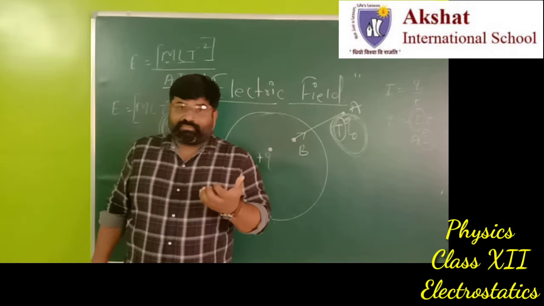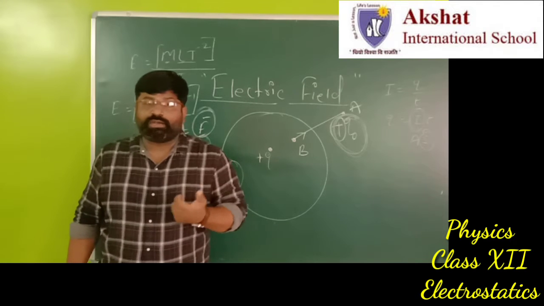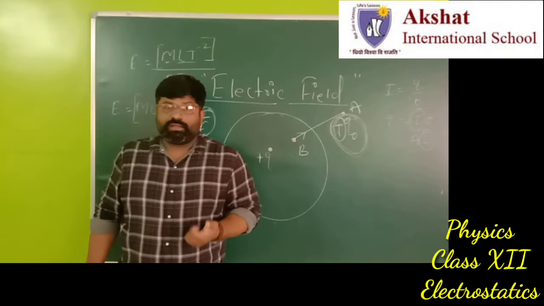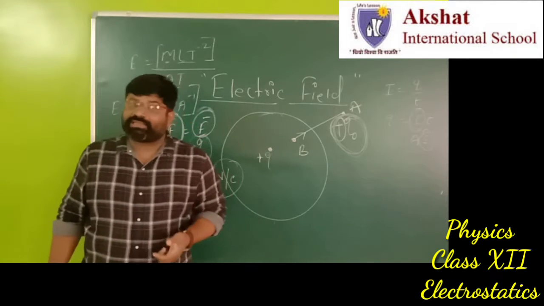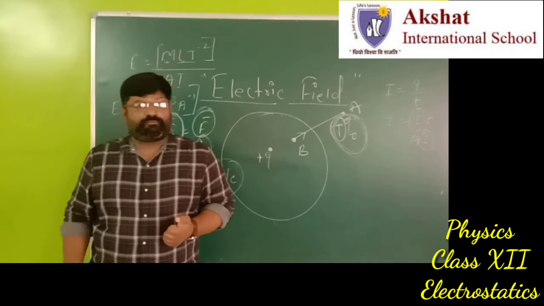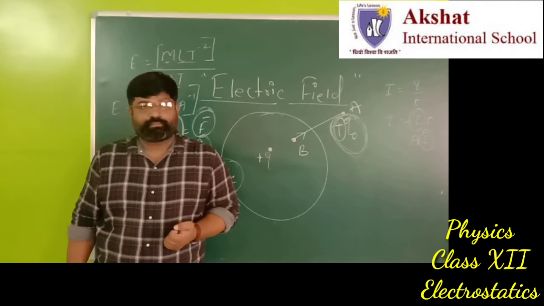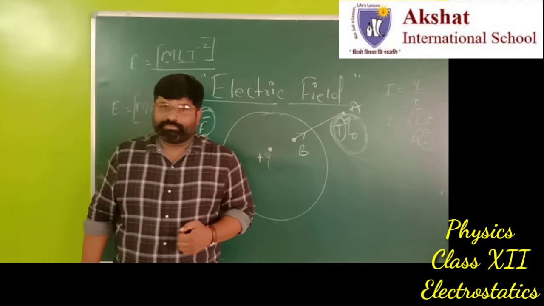Then the SI unit of electric field strength is Newton per Coulomb, and the dimensional formula for the electric field strength is M L T to the power minus 3 A to the power minus 1. We'll call it the field strength simply. Okay, now let's see another topic.